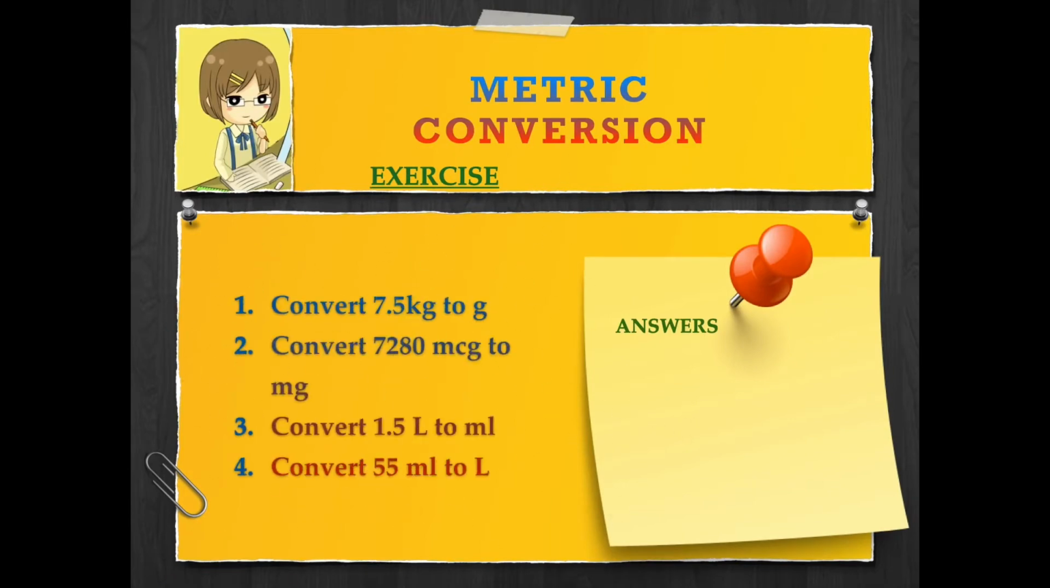Next, we can go through some of the examples of metric conversion. So I need you to take your pen and your paper and write down your answers, and finally we can see what's the correct answer. So first question is convert 7.5 kilogram to gram. So already you know what you have to do. Second one is convert 7280 microgram to milligram. Convert 1.5 liters to milliliter. Fourth question is convert 55 ml to liter.